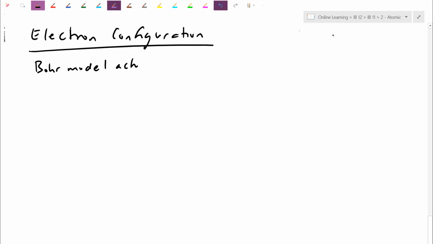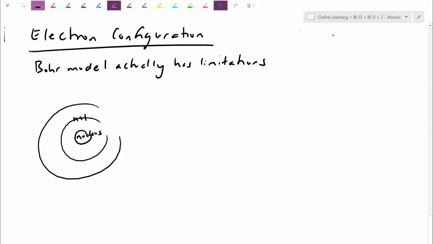The Bohr model actually has limitations. There's no perfect theory. We still learn it though, because it gives us really good predictions. We'll come back to it in chapter 4. It's perfectly good in predicting bonding, so it's important to learn. But pertaining to chapter 2 and chapter 3, the limitation is, here's our nucleus. The Bohr model says electrons are going to be in shell number 1, shell number 2. It really doesn't differentiate that each of these shells may be subdivided into multiple shells.